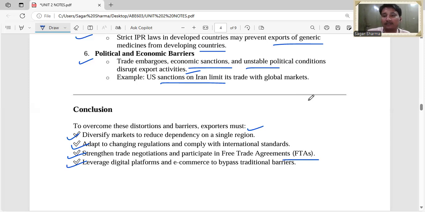So I think export marketing distortions and barriers, all the topics you have to understand.